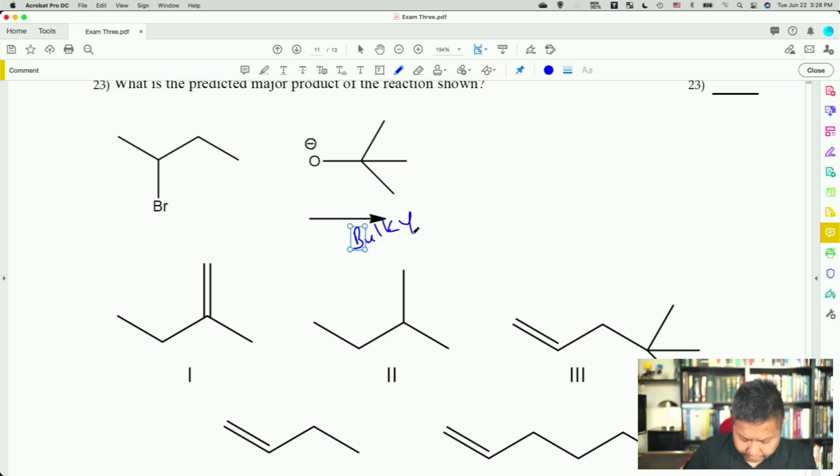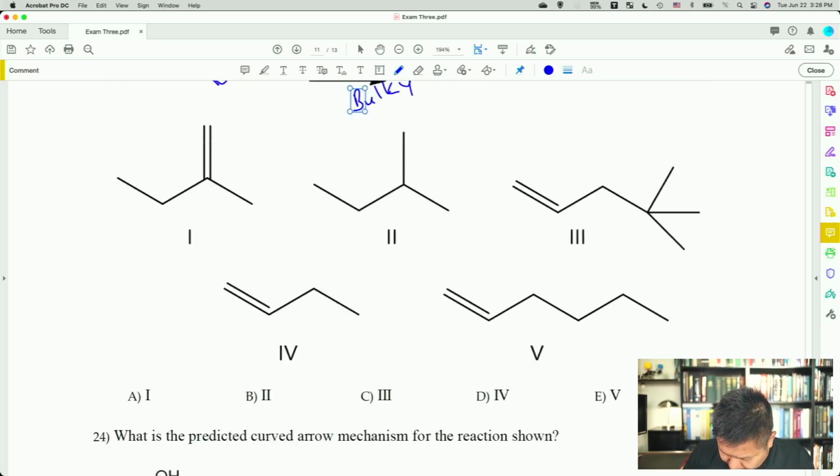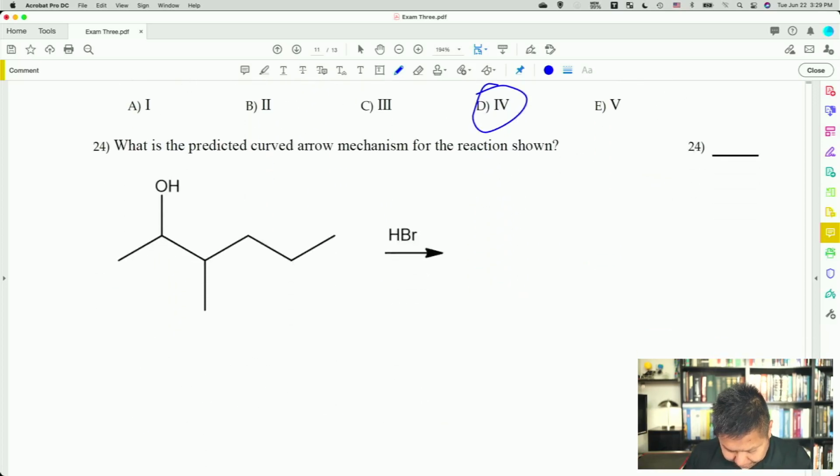Okay, bulky base. If you were to use this bulky base, you wouldn't get the Zaitsev product as the major product. You would get the Hofmann product, because it would come over here and pull off a proton from the least substituted carbon, right? One of those protons. So that means your product is going to be an alkene that's on the outside, something that looks like this. The only one that looks like that is structure 4. This one. That one's pretty straightforward.